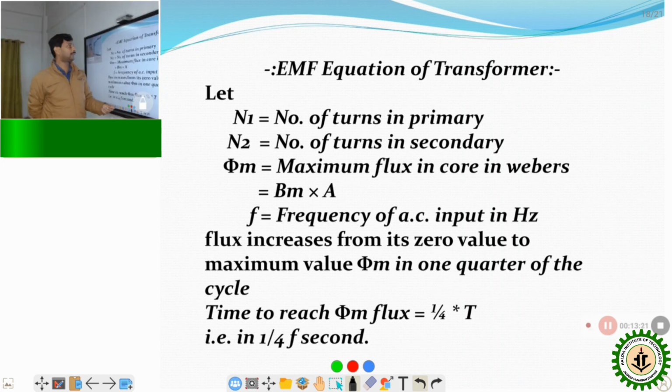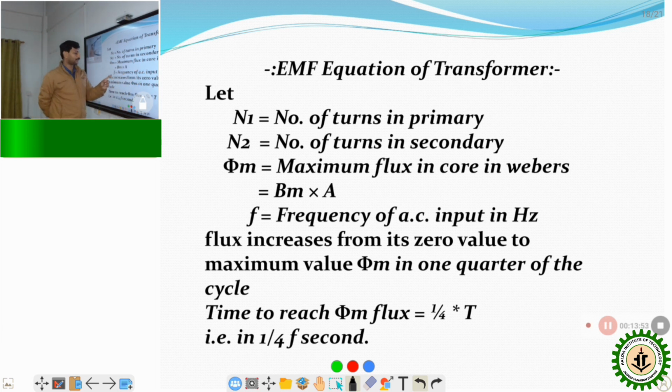Now, the EMF equation of a transformer. Before we derive the EMF equation, let us assume that N1 is the number of turns in the primary, N2 is the number of turns in the secondary, phi m is the maximum flux in the core in Weber, that is Bm into A, where Bm is the maximum flux density and A is the cross sectional area. f is the frequency of the AC input in Hertz.